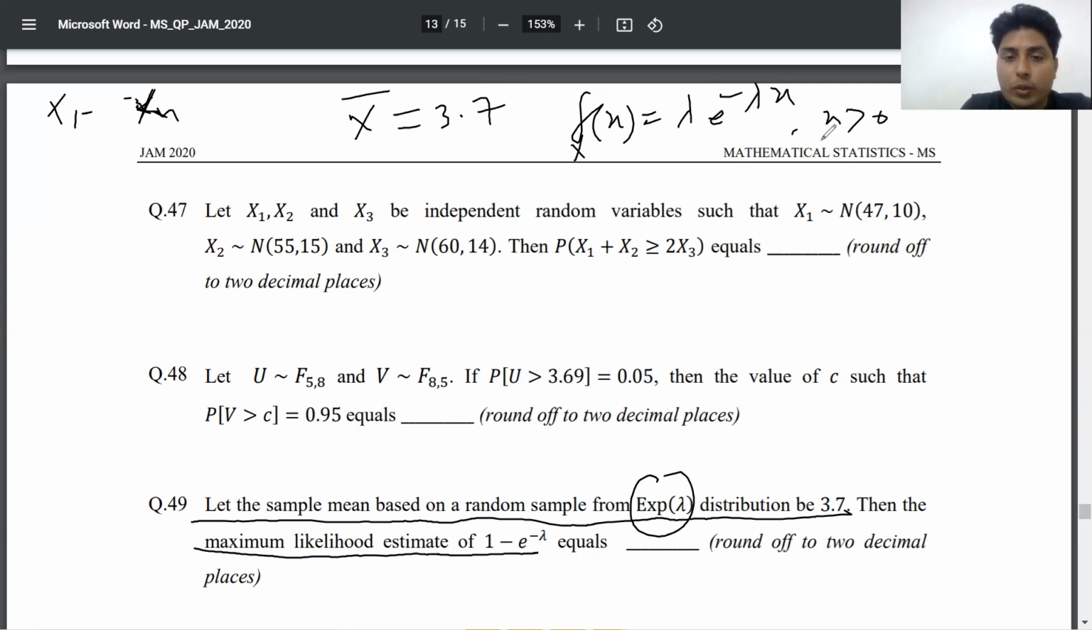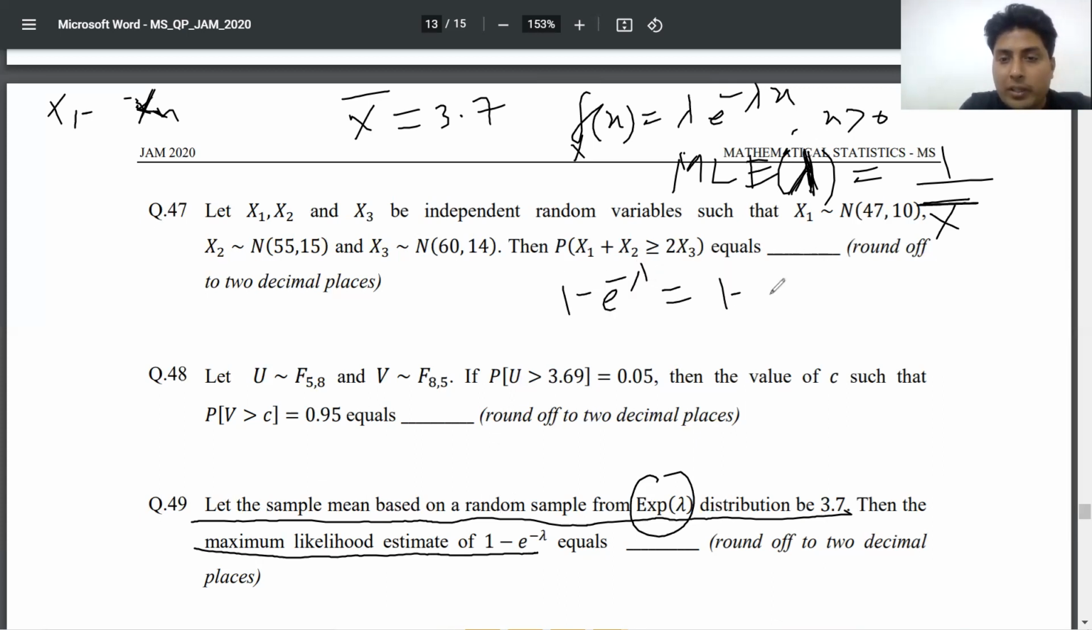Do you know the maximum likelihood estimator of lambda? You can prove it, however, let me tell you: the MLE of lambda in the exponential lambda distribution is 1 upon x bar. When you maximize the likelihood function, you will get lambda as 1 upon x bar. So I need the MLE of 1 minus e raised to the power minus lambda. That would be 1 minus e raised to the power minus 1 upon x bar, where x bar was given to us as 3.7.